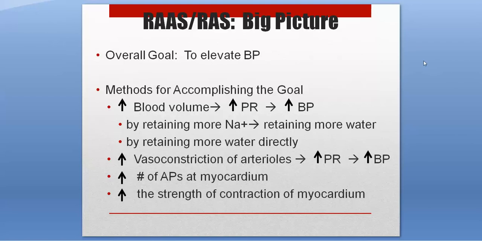Another way of accomplishing the goal of increasing blood pressure is to increase the vasoconstriction of the arterioles. This leads to, and you should actually include that right here before peripheral resistance, a decrease in the diameter of the blood vessel. That decrease is going to increase peripheral resistance and increase blood pressure. The increase in peripheral resistance when the arteriole's diameter is decreased is because there is an increase in the turbulent flow of blood as opposed to laminar flow, which is an easier, smoother flow.